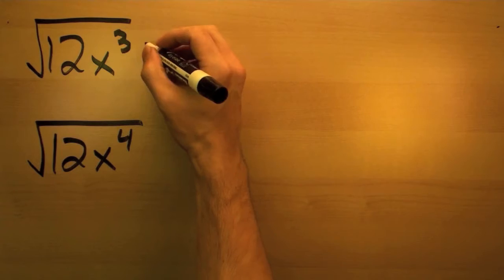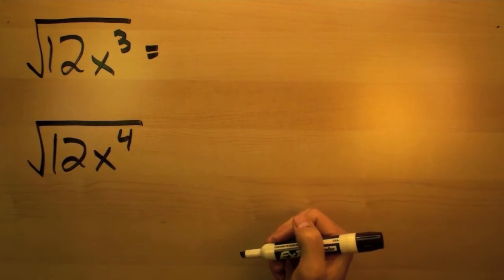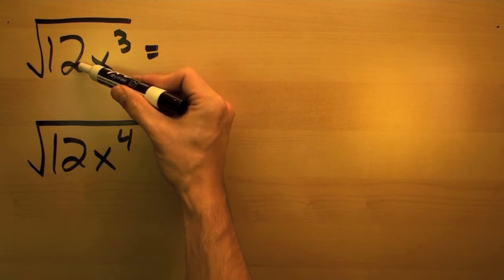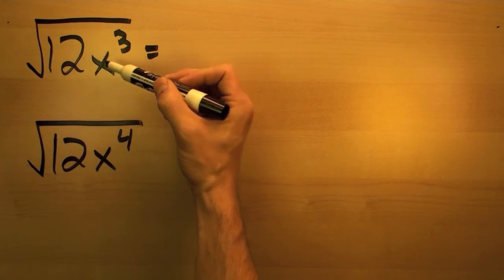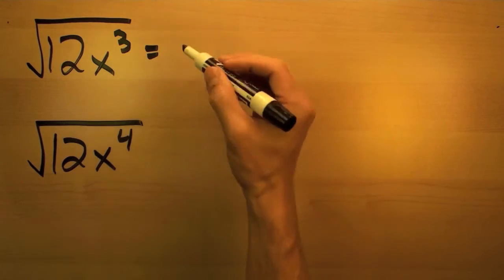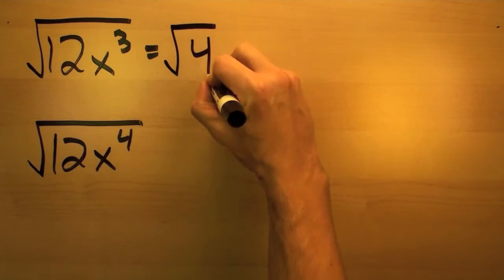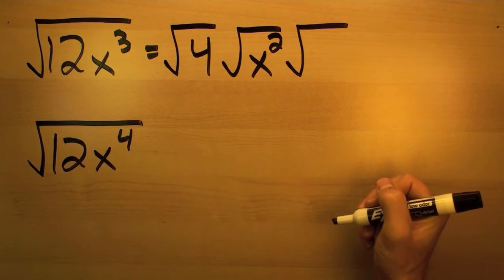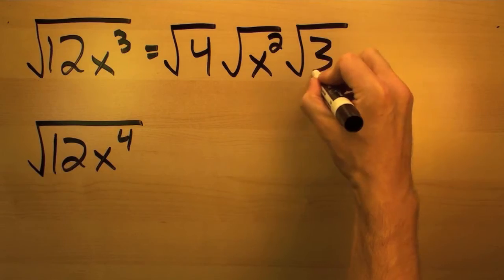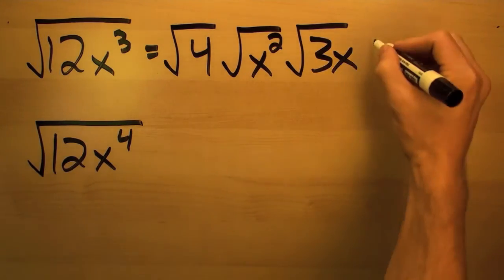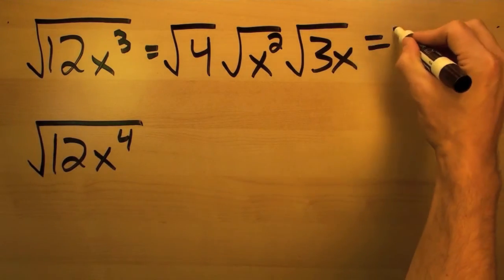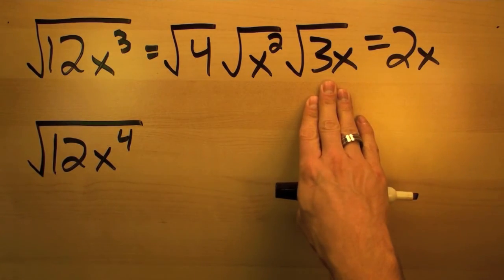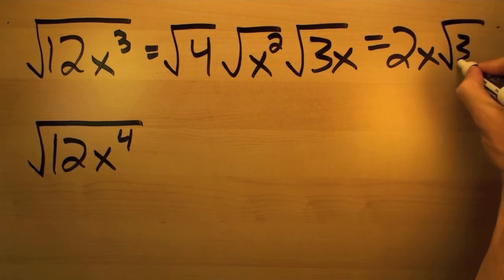So for higher powers of x, we now have to consider the squares and the leftover piece. So for the square root of 12x cubed, we have the 4 as a square in the 12, and then we have an x squared as part of our x cubed. So we would get the square root of 4, the square root of x squared, and now put the leftovers in a square root, which in this case would be 3x. So the square root of 4 becomes 2, the square root of x squared becomes x, and then we're left with this leftover square root of 3x.